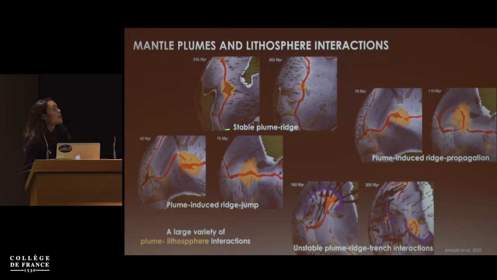And so you can see that you can have stable plume-ridge interactions. You can have plume-induced ridge jumps from one position of the ridge to another. You can have the creation of a new ridge, a kind of plume-induced ridge propagation, or you can have plume-ridge-trench interactions that can become very, very complex.